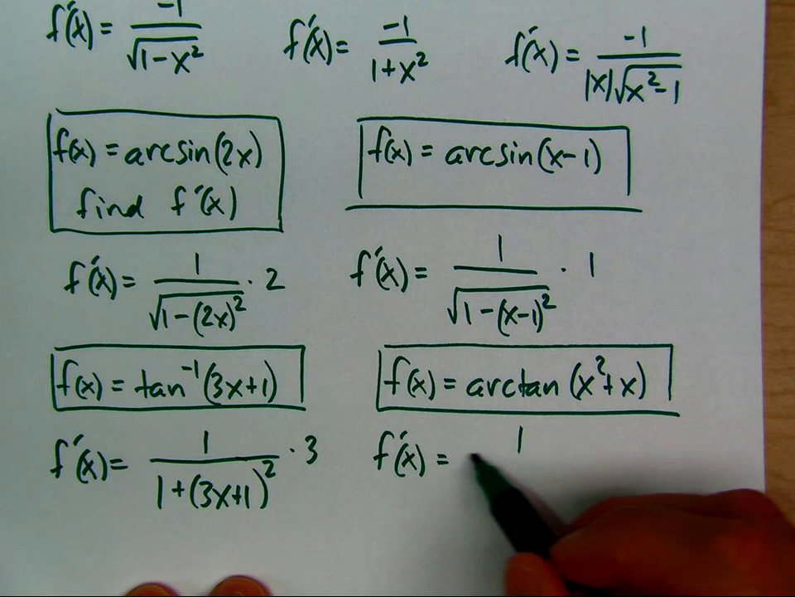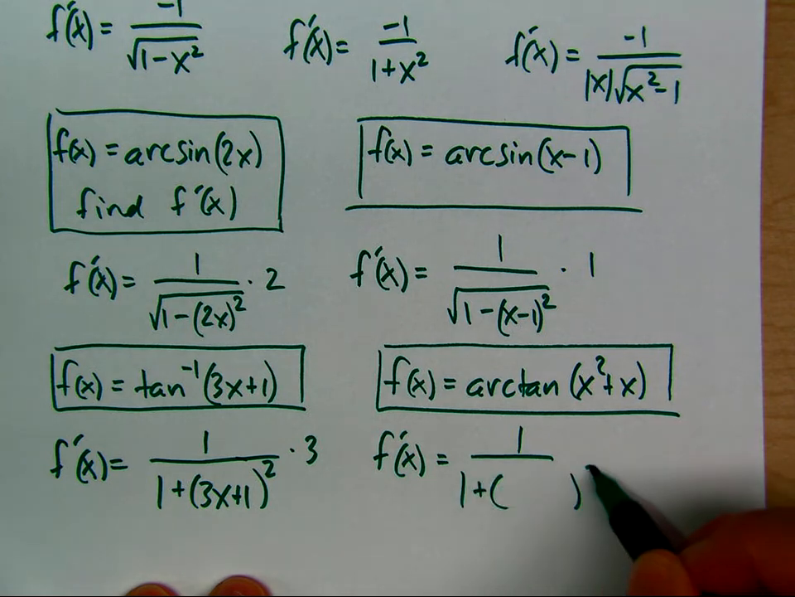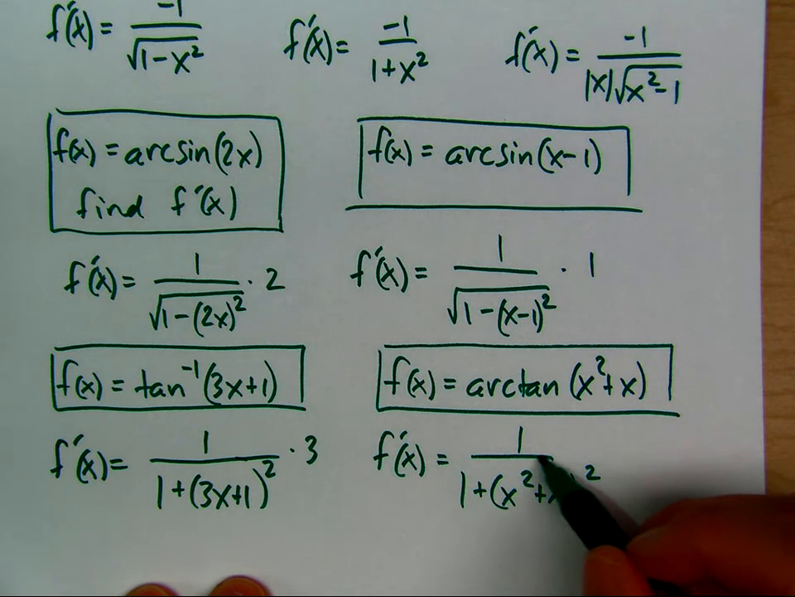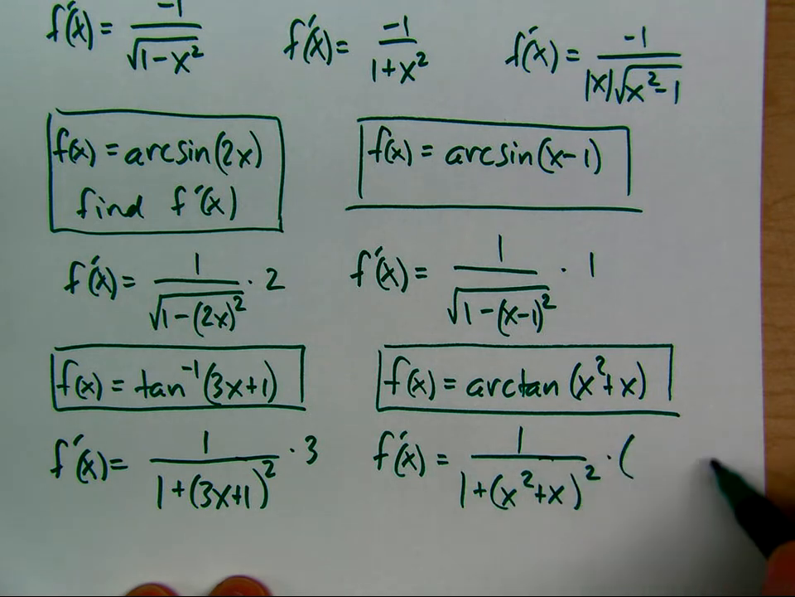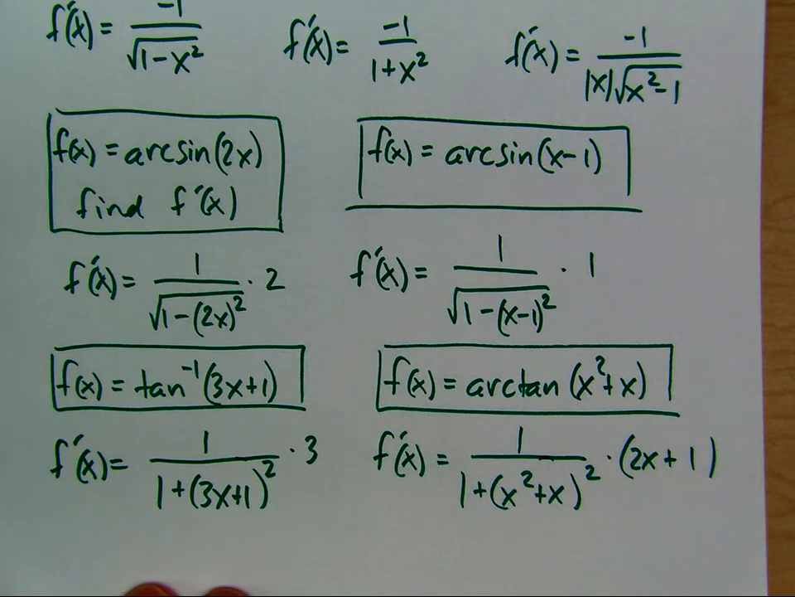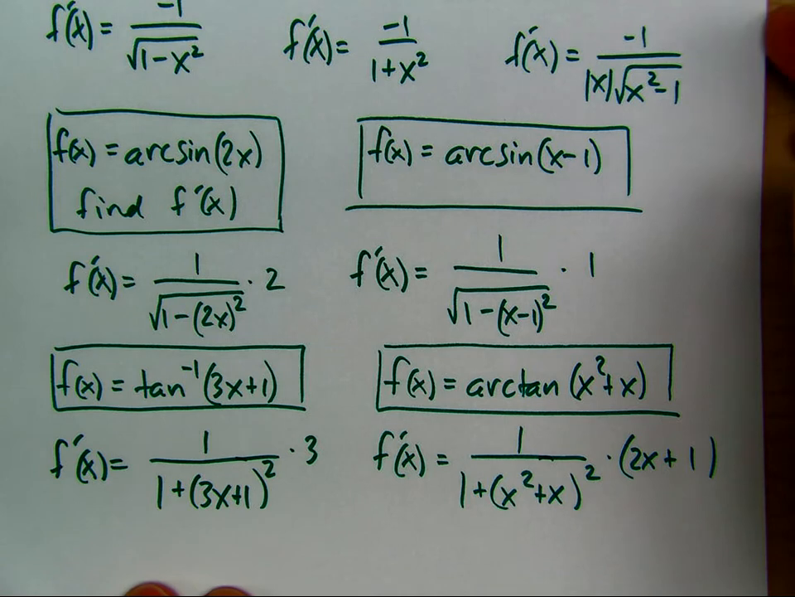One over 1 plus the argument squared. The argument is x squared plus x. And then we have to multiply by the derivative of that, 2x plus 1. Usually we would simplify that, but to keep the video short, we'll just focus on the calculus, and then you can practice the algebra in your assignment.